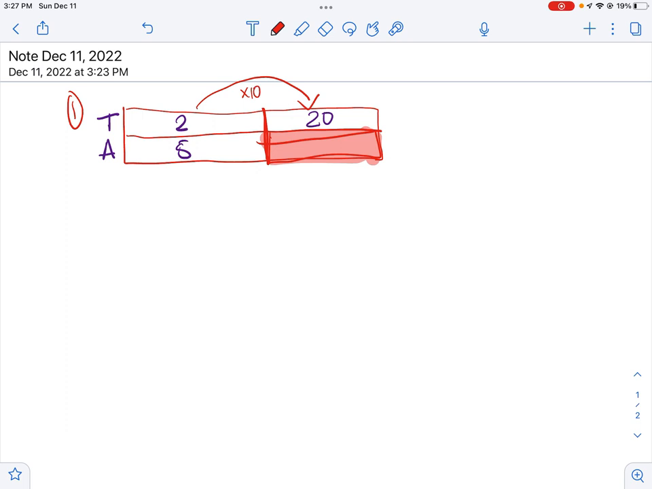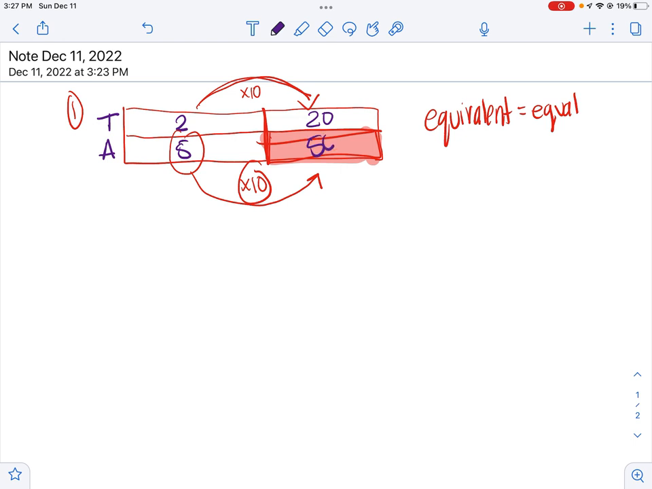Because this is an equivalent ratio, remember equivalent means equal. Because it's an equivalent ratio, that means that whatever I do to one side, I have to do to the other. So if they multiplied it by 10 on the top, I have to multiply by 10 on the bottom. So I'm going to be doing 5 times 10 to figure out how many apples there are. And 5 times 10 is 50. So that means that there are 50 apples.